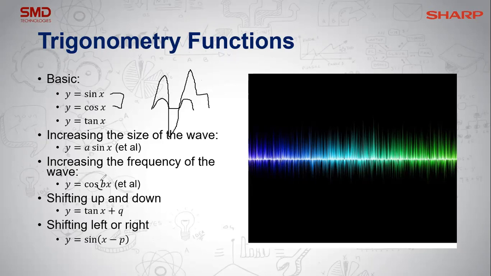When you multiply your X with the B, in other words the inside, it just creates smaller, closer together waves, like this. If you want to shift your graph up and down, you add a specific value to it. And if you want to shift left and right, which I'll discuss in a minute, you can use the X minus P value as well.